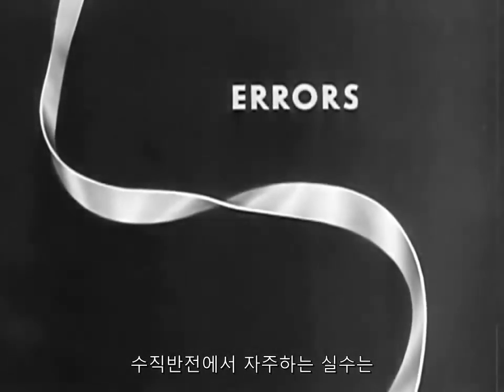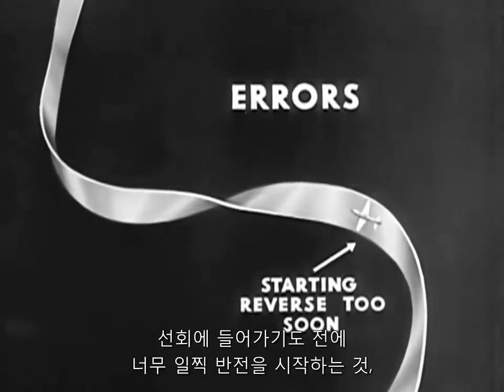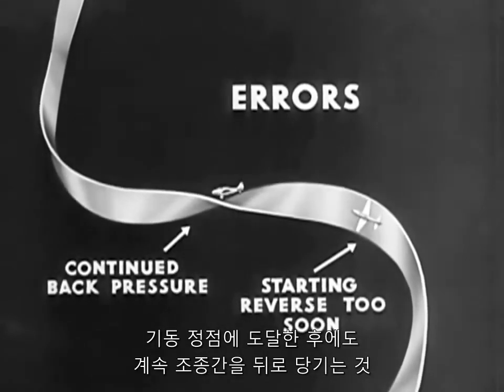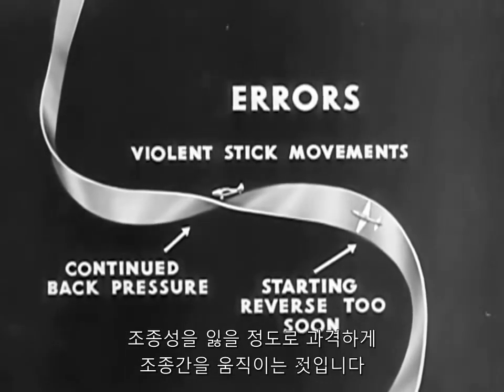Common errors in the vertical reverse are starting the reverse too soon before the turn is well begun, continued back pressure on the stick after the peak of the maneuver has been reached, and violent movement of the stick which may result in loss of control.